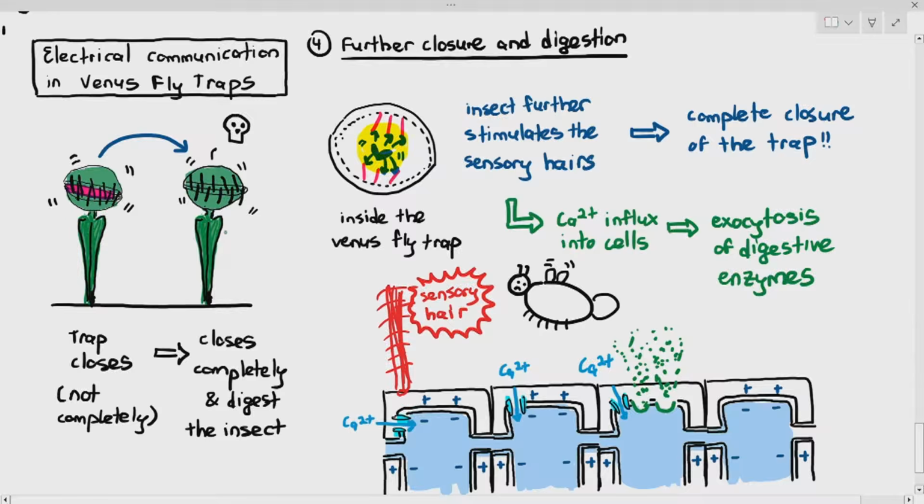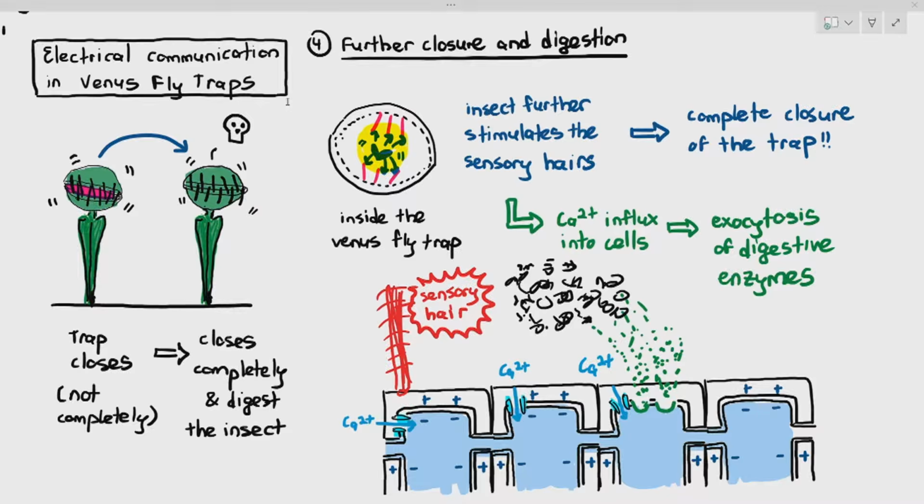So further stimulating the sensory hairs will cause the calcium ion influx, which causes exocytosis of digestive enzymes, and I don't need to tell you what happens to the insect. Gone, basically, right? So that's the end of the insect. Game over. So in that case, the trap will usually remain closed for a few days.